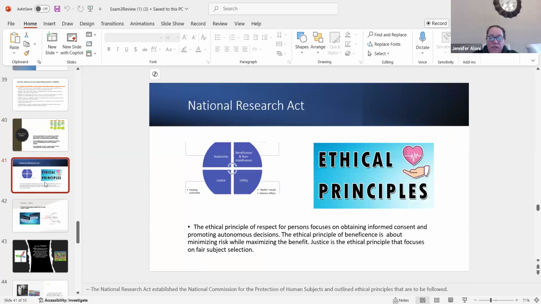All right, we have our ethical principles we talked about: autonomy, beneficence, non-maleficence, justice, utility. Make sure ethical principles of respect for people focus on things such as obtaining informed consent and autonomous decision-making. Beneficence is about minimizing the risk. The way I like to remember that for you is benefit, right? Justice is the ethical principle that focuses on fairness. Okay, so know your ethical principles very well.